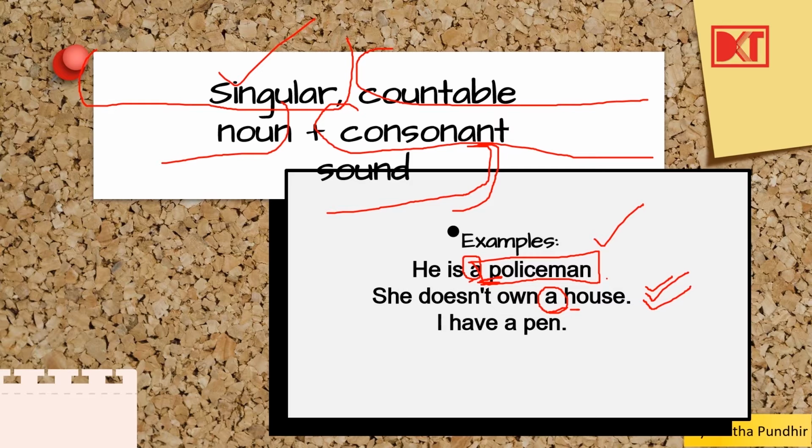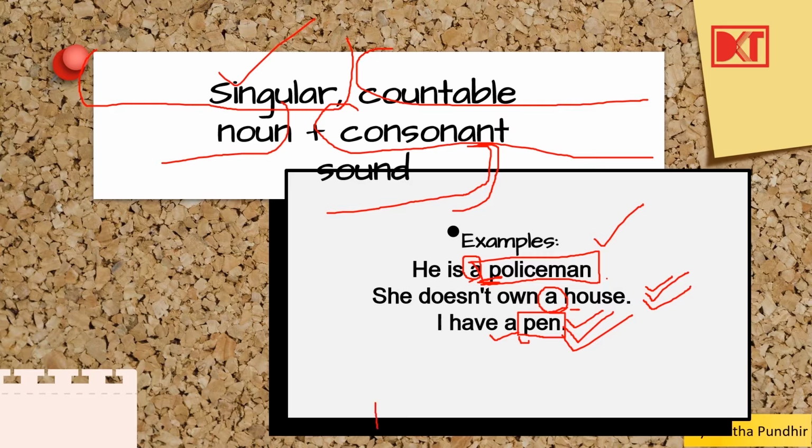Then similarly for the third example, it says I have a pen. Now pen, it is for the noun pen for which a is being used. Pen is singular, only one single pen. It is countable and it begins with a consonant sound. Starts with per. Per is a consonant sound. So we are using a here. समझ गए कि जब सिंगुलर हो, काउंटेबल नाउन हो और कॉन्सोनेंट साउंड हो तो हम क्या यूज करेंगे? अ.